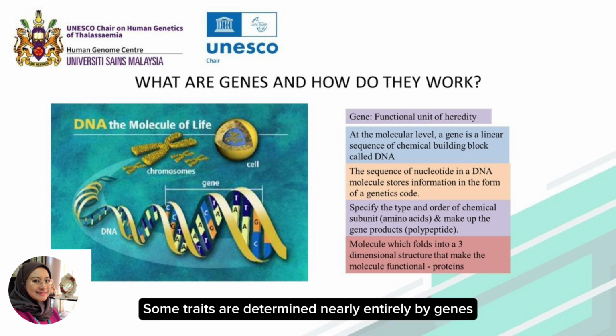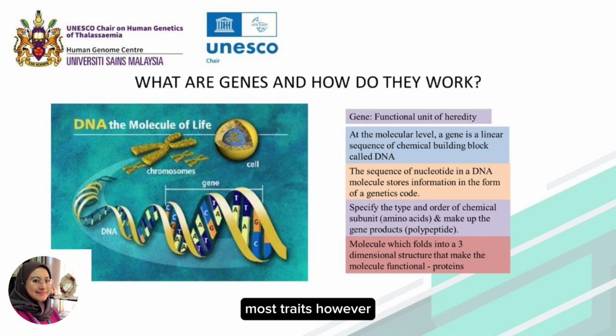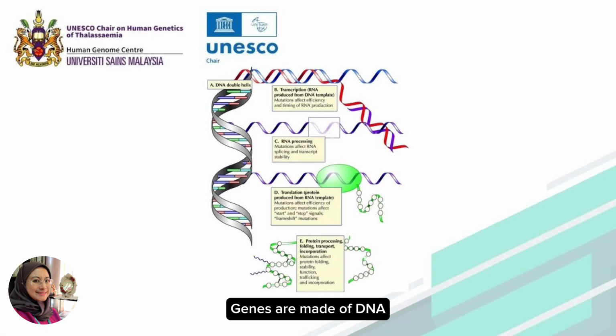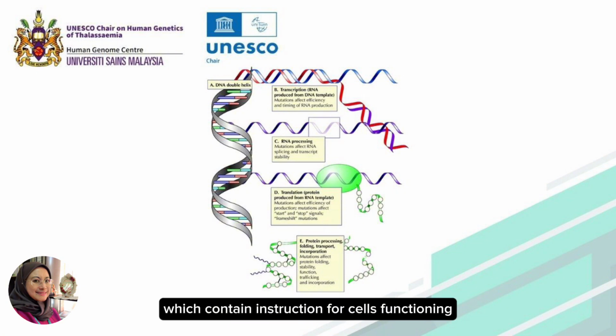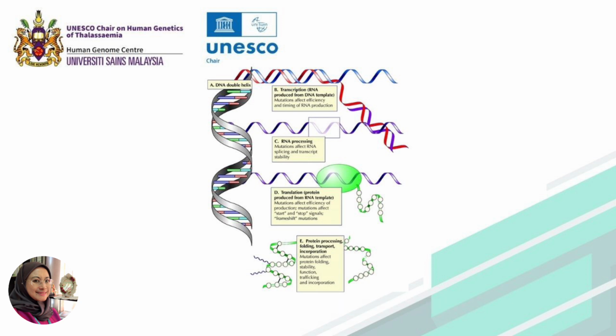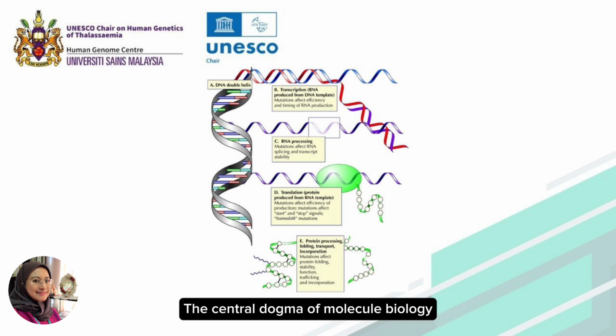Some traits are determined nearly entirely by genes. Most traits, however, have some environmental components. Genes are made of DNA, which contains instructions for cell functioning and the characteristics that make you unique. The central dogma of molecular biology is a theory stating that genetic information flows only in one direction, from DNA to RNA to protein, or RNA directly to protein.